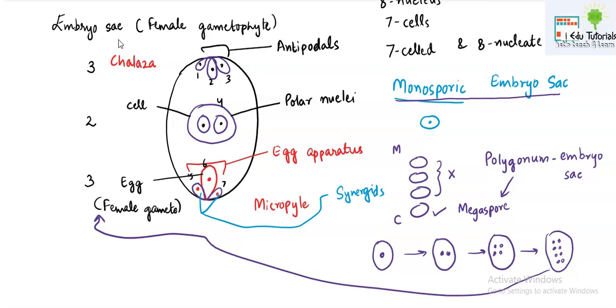This is an important question for NEET as well. However, for grade 12 board examination, monosporic embryo sac is very, very important.